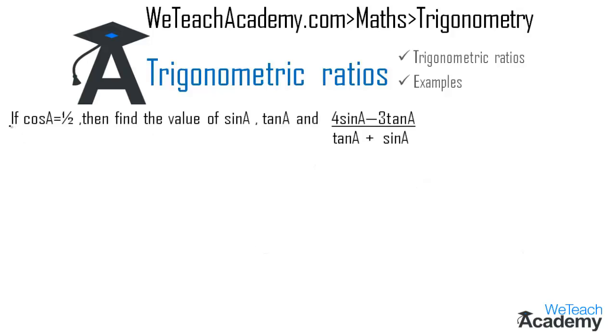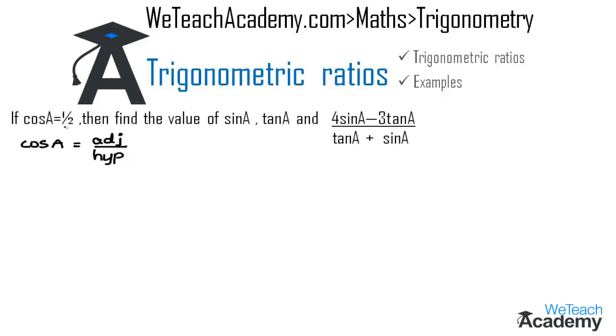And now let us proceed and discuss another example. The given example is, if cos A is equal to 1 by 2, then find the value of sin A, tan A, and also find the value of 4 sin A minus 3 tan A divided by tan A plus sin A. Here we are given the value of cos A. So first let us write the definition of cos A. We get cos A is equal to adjacent side by hypotenuse side.